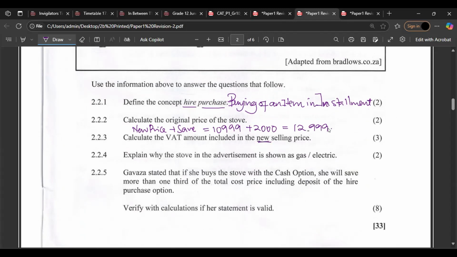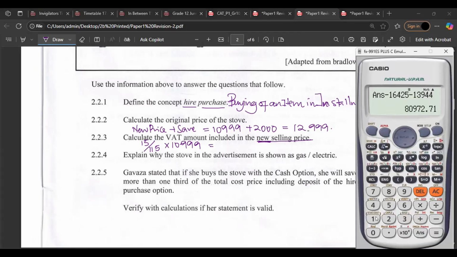Okay, calculate the VAT amount included in the new price. Remember, when the price already includes VAT, we use 15/115 times that price. What are we looking for? The amount of VAT. We are not looking for including VAT or excluding VAT, but we are looking for how much. Yes, it has VAT, but how much VAT? So here we come. Come to your calculator, please. I don't expect you to do this alone.